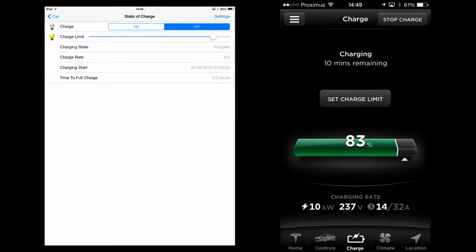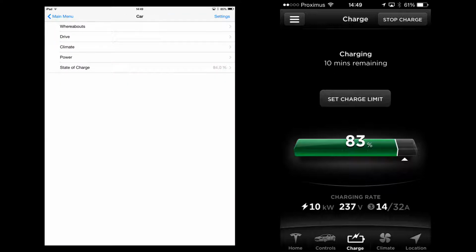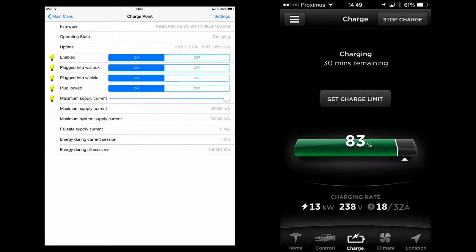So, of course, when the car is charging, we should have the same information on the Keba charging station. As you can see, the Keba P20 is supported by openHAB now. It's currently showing that we are charging the car and that the cable is plugged into the box. You can equally see that it's recharging at full capacity with 32 ampere.